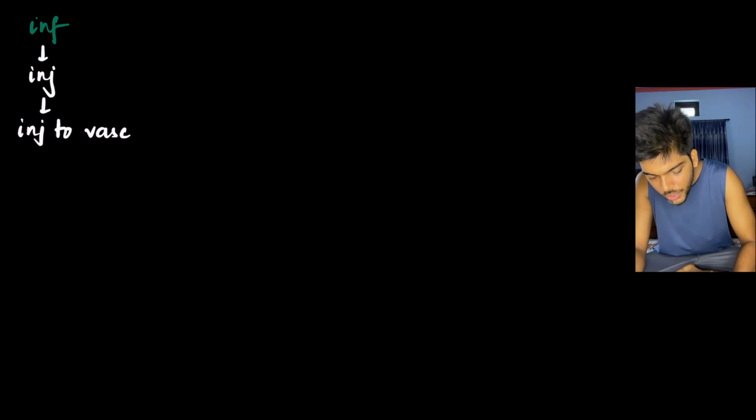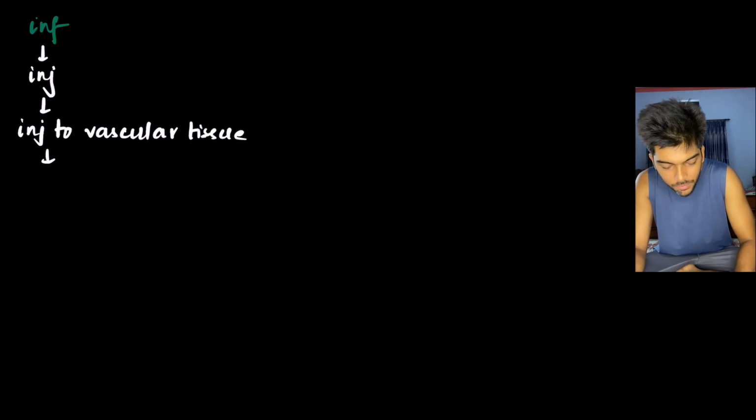Now again, whatever I'm going to show you right now is something that you must already know. But I know that as medical students, we don't remember much, do we? That's why a small recap of the general concept. See, whenever there is infection, this leads to injury. And when there is injury to vascular tissue, this leads to inflammation. And what happens during inflammation?